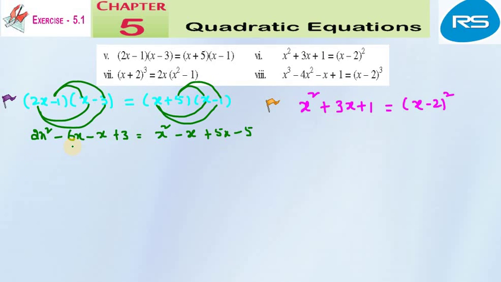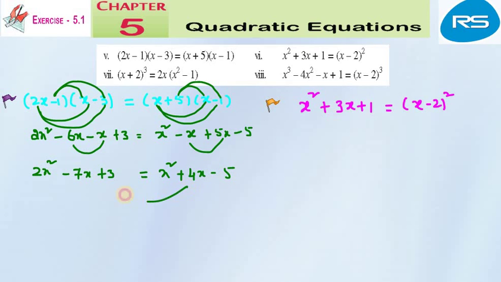So the like terms we will add. So these two, and these two. So 2x square, here minus 6 and minus 1, that is total minus 7x plus 3 is equal to x square plus 5 and minus 1. So the total is plus 4x minus 5.